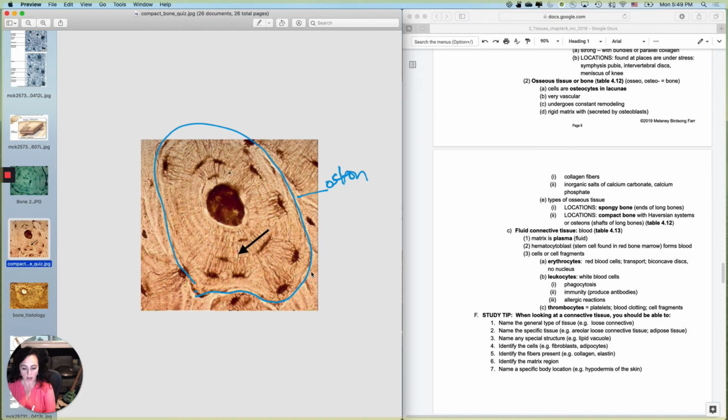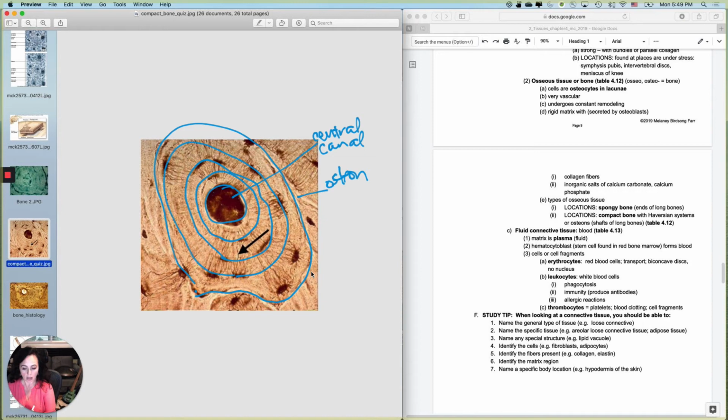First off, in the middle of each osteon right here is what we call a central canal. The central canal usually stains relatively dark, but if it were alive, it would have blood vessels and nerves in it. Then in concentric circles around the central canal, you start to see what looks like one layer, then another layer, then another layer.